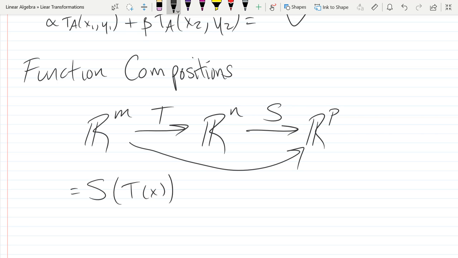There's another way to write composition. You can write it with a little circle. So you can write S of T with a little circle in between. If you do S of T, it goes from Rm to Rp. It basically skips your middle, it skips over Rn. So it just goes first to last. So the original domain, or the first domain, to the second range is where that function will go.